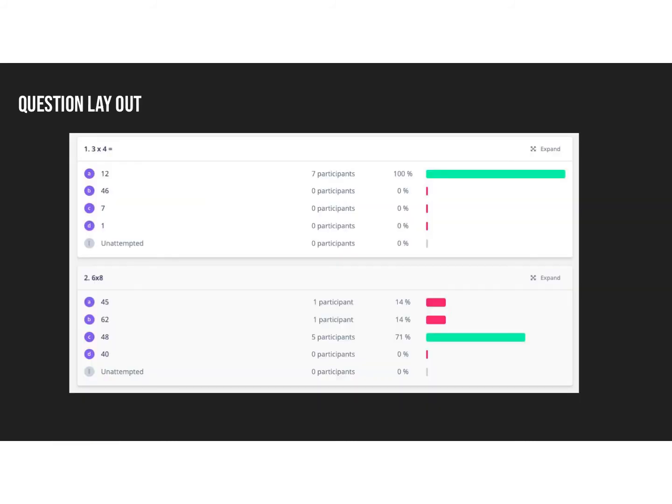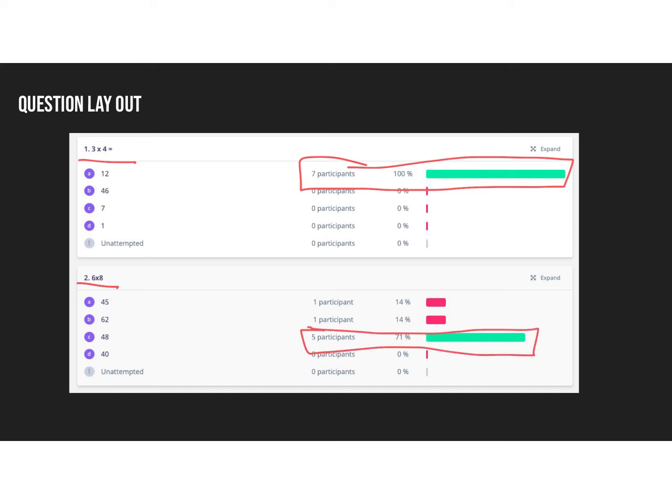So this is what the question results look like. For this particular question of 3 times 4, of my 7 participants, they all got this one correct, so I would know that they know what 3 times 4 is. And then 6 times 8 shows me that 5 participants understood that 6 times 8 is 48, but I have several participants that don't know. If you click into this, it'll tell you which participants didn't get these answers correctly. I just didn't do that for this particular presentation.